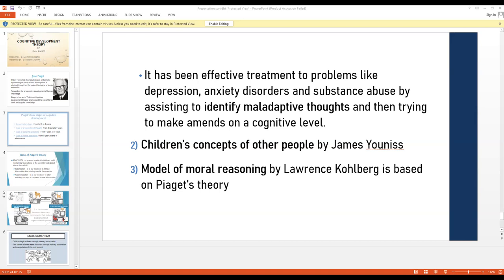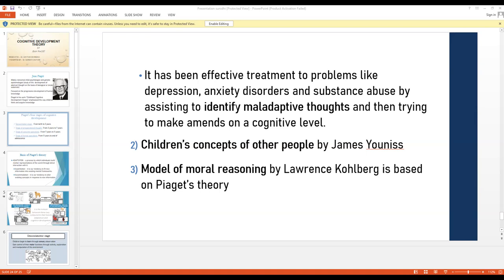Jean Piaget was a widely renowned child psychologist and genetic epistemologist. His work focused on the progressive development of human knowledge. Piaget, in his work, Childhood Cognitive Development Stages, emphasized the way children think and acquire knowledge.